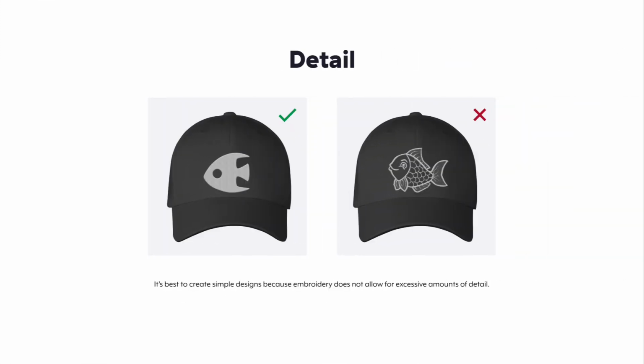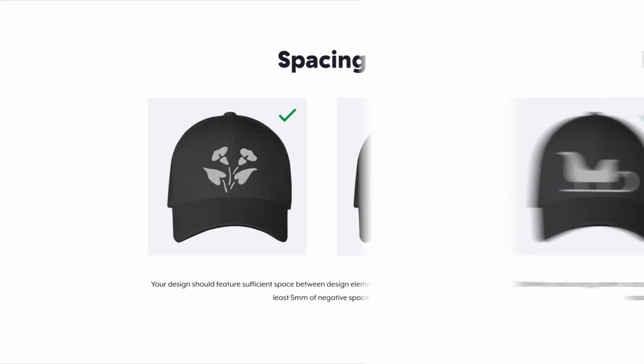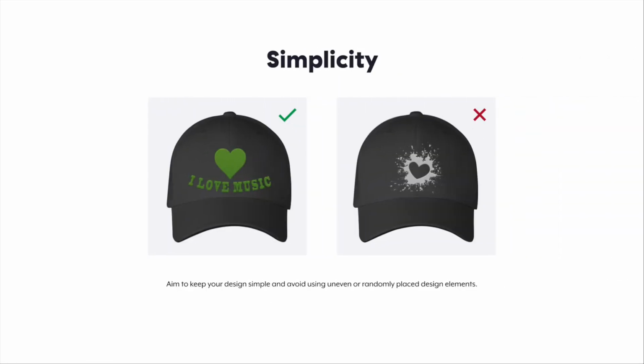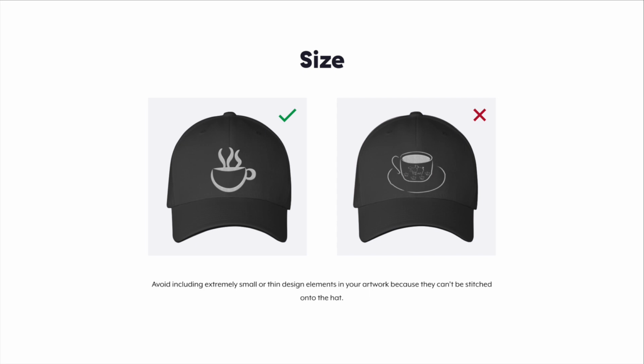Also, it's best to create simple designs because embroidery does not allow for excessive amounts of detail. Your design should feature sufficient space between design elements, and we recommend providing at least 5 millimeters of negative space. Definitely avoid using gradients, drop shadows, or photographic elements in your hat designs. Design should feature solid vector shapes. Aim to keep your design simple and avoid using uneven or randomly placed design elements too. Also, avoid using extremely small or thin design elements in your artwork because we won't be able to stitch these onto the hats or beanies.